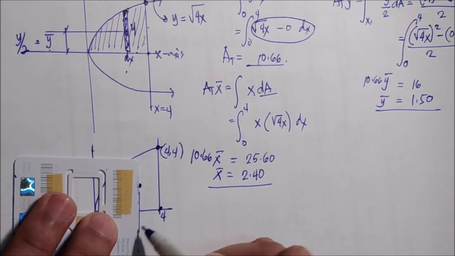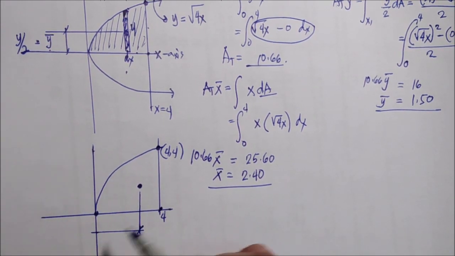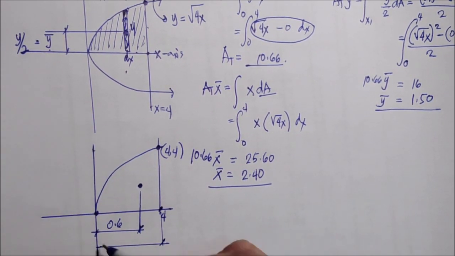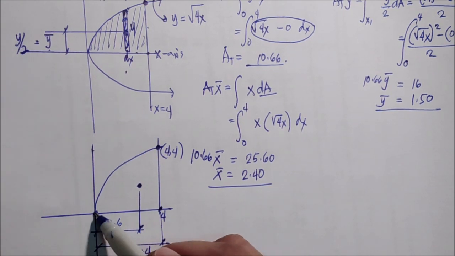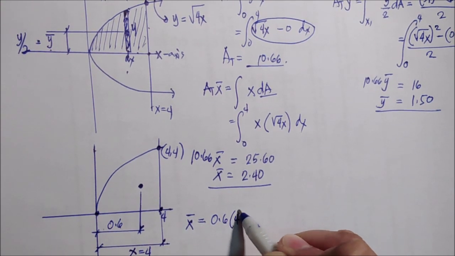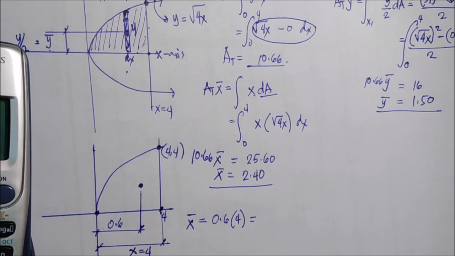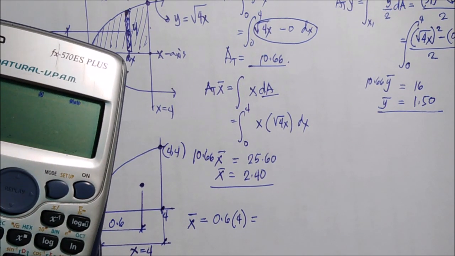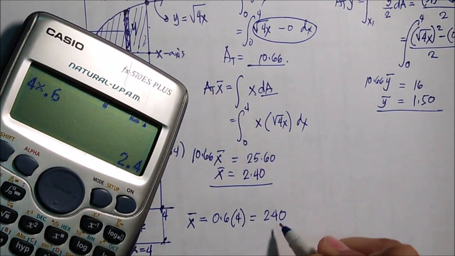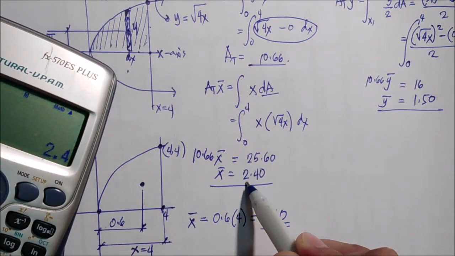We have the formula that is 0.6 of x. The value of x is equal to 4, from this point to that point. So your bar x is equal to 0.6 of 4, that is 4 times 0.6, which is 2.4. So we check that our bar x is still 2.4.